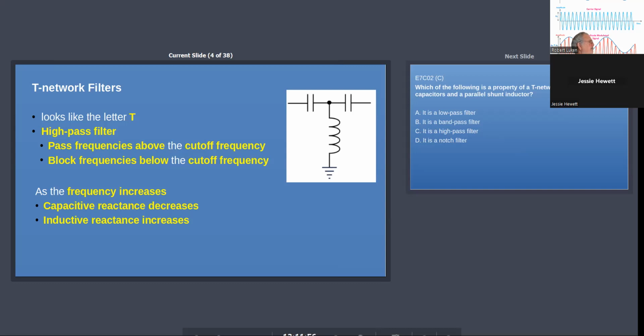Capacitive reactance decreases with frequency. Remember, it's 1 over 2 pi f C. So the higher the frequency, the lower the reactance, right?